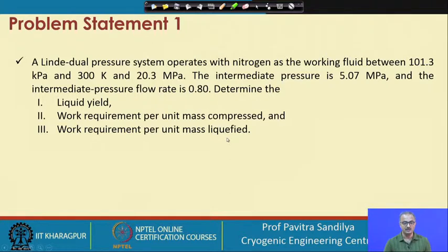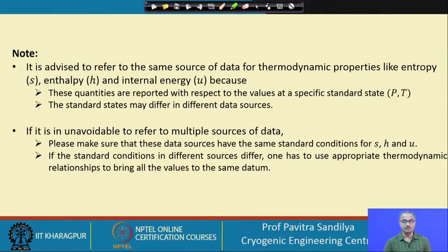Now you see here that we are using a dual pressure system, and as we learned earlier, the dual pressure system reduces the work requirement per unit mass of the gas liquefied, and it also decreases the yield a bit. So we shall be seeing what kind of changes it brings about by using this two-stage pressure.